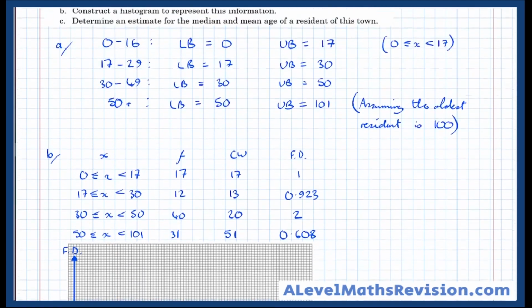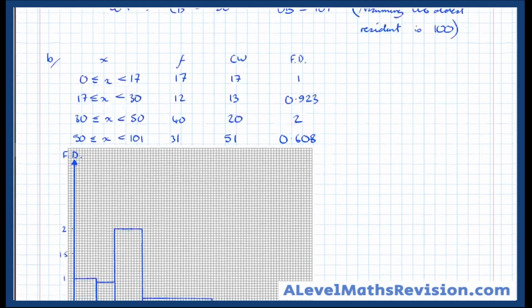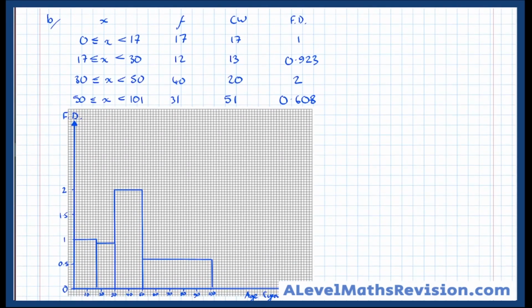So the final part, it said determine an estimate for the median and mean age of a resident of this town. So let's do that, part C. Determine an estimate. We'll start with the median. So in a histogram, the median is the quantity that has half of the area to the left and half of the area to the right of it. So let's determine, just roughly for now, where the median would be.